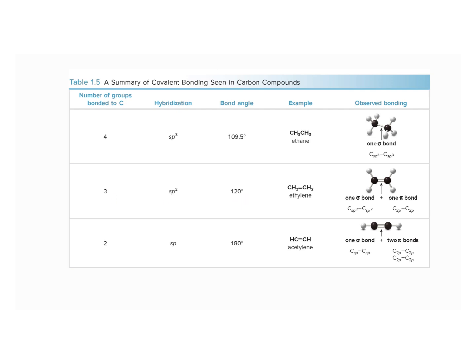If you have 3 groups bonded to a carbon, it's sp2. Those bond angles are 120. The way we would describe this is one sigma bond and one pi bond. The sigma bond is the overlap of the hybrid orbitals, the sp2, and then the pi bond is the overlap of the p orbitals, the 2p here. Then for the number of groups bonded to carbon here, there's 2. It's sp, and you have an overlap of one sigma bond and 2 pi bonds. That sigma bond is the sp, and the pi bonds are the p. Notice here that the sigma bonds are always made up of the hybrid orbitals.